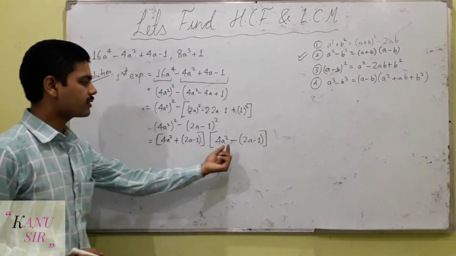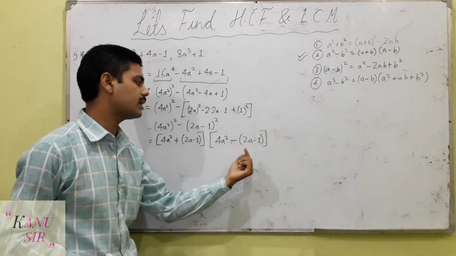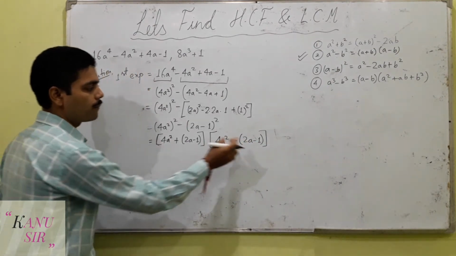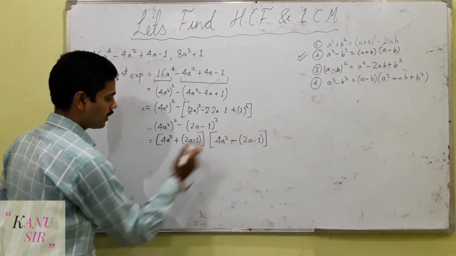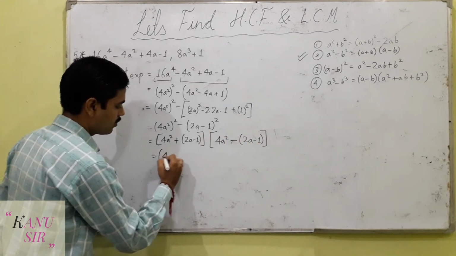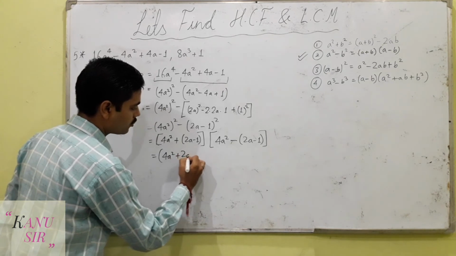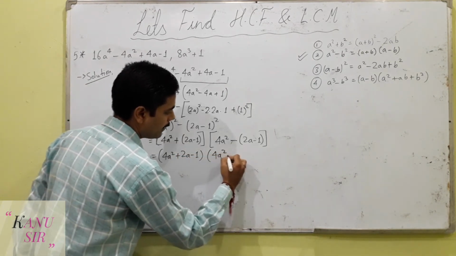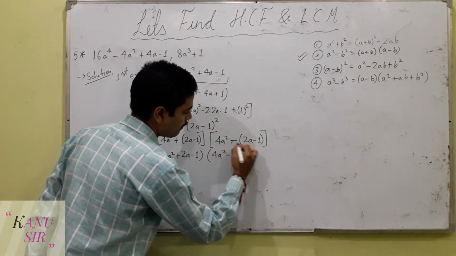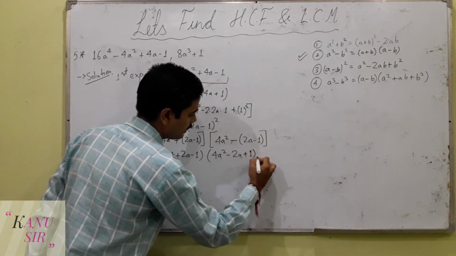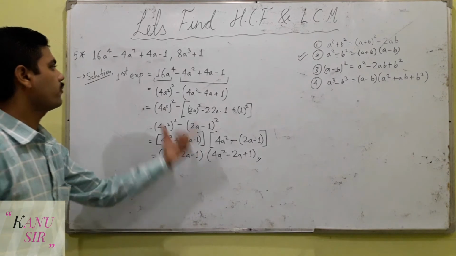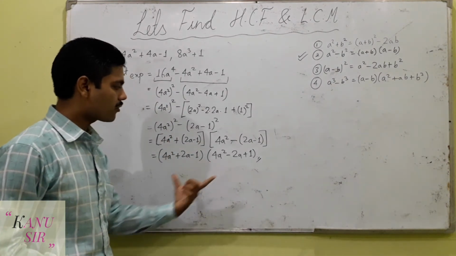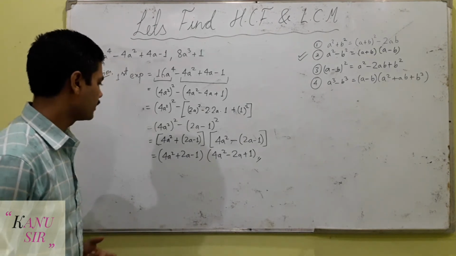The students who understand the meaning of minus will automatically change this minus to plus, but for those who don't know, it is better to give the bracket first and change in the next step. 4a square plus 2a minus 1. Again here you will get 4a square minus 2a, minus times minus plus 1, and we got the factors of the first expression. If you think that you can break them further, then try yourself, you may not be able to.